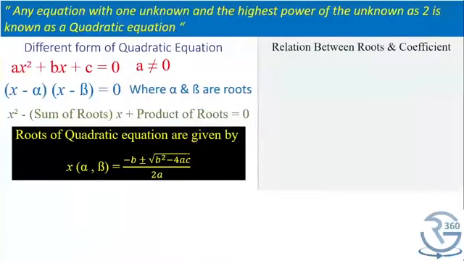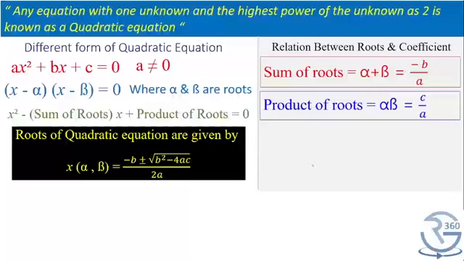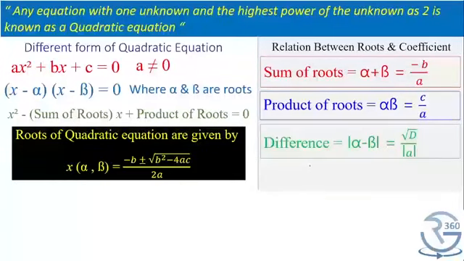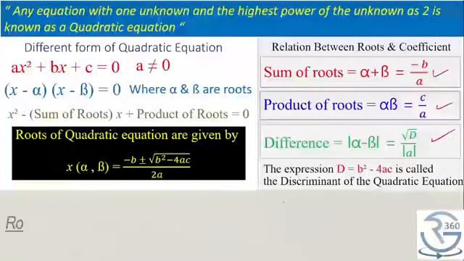And the relation between roots and coefficients is: the sum of roots is alpha plus beta, which is minus b by a. Product of roots is alpha into beta, which is c by a, and the difference of roots, which is mod of alpha minus beta, is equal to under root of d by a, where d is the discriminant of the quadratic equation, and the value of d is b square minus 4ac.